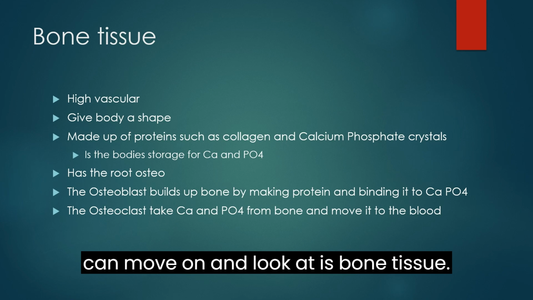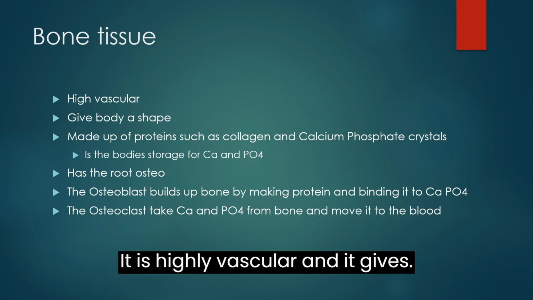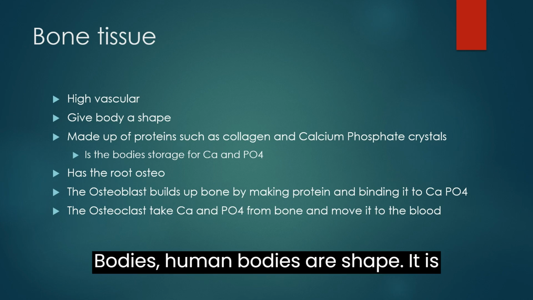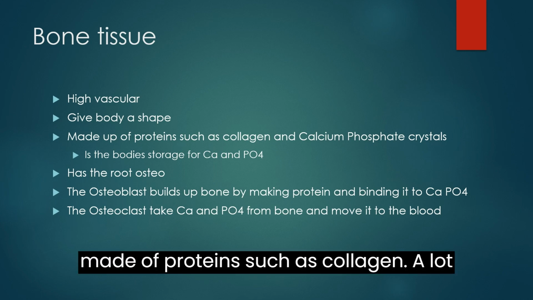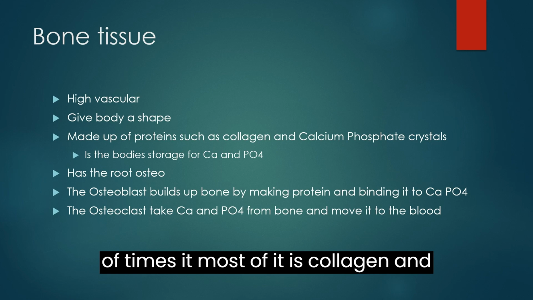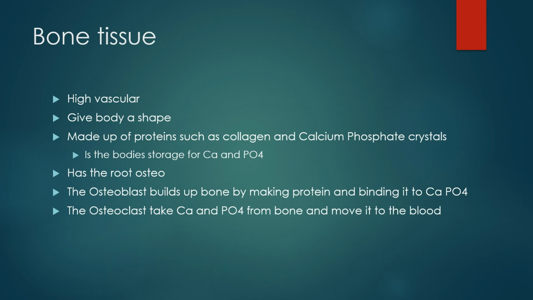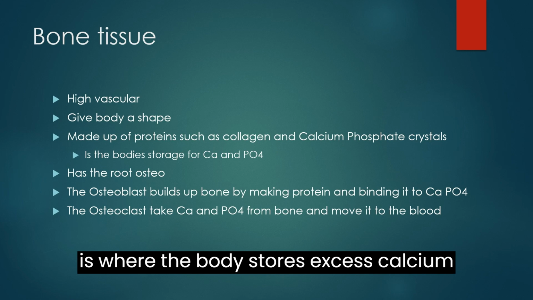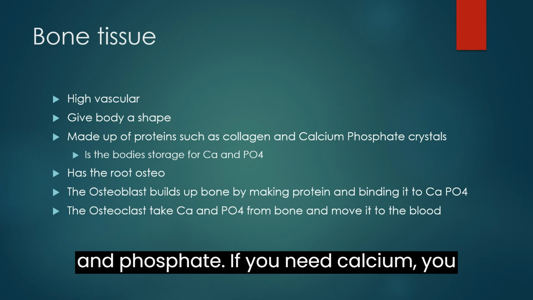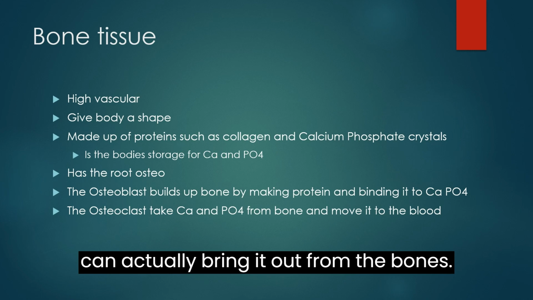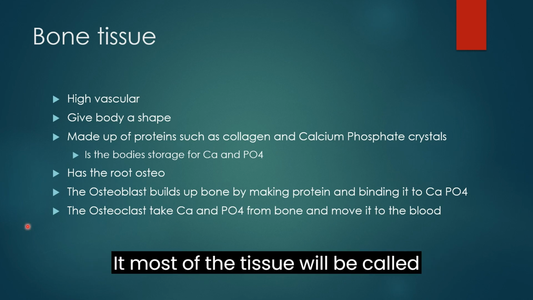Now, the other tissue that we actually can move on and look at is bone tissue. It is highly vascular, and it gives human bodies a shape. It is made of proteins such as collagen a lot of times. Most of it is collagen, and you have calcium phosphate crystals. This is where the body stores excess calcium and phosphate. If you need calcium, you can actually bring it out from the bones.